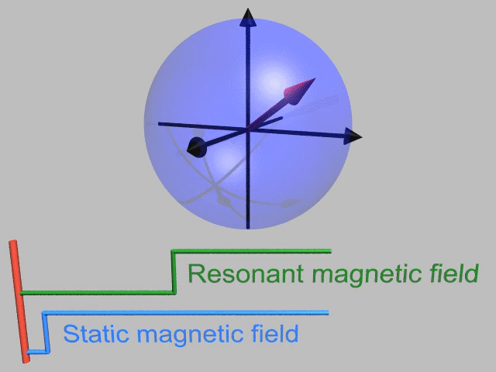Topic: Fictitious forces. All non-inertial reference frames exhibit fictitious forces. Rotating reference frames are characterized by three: the centrifugal force, the Coriolis force, and, for non-uniformly rotating reference frames, the Euler force.